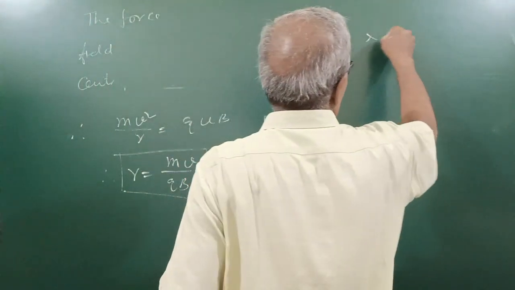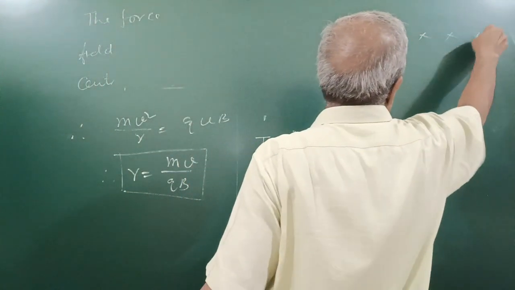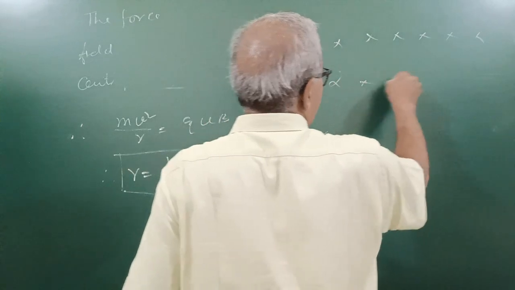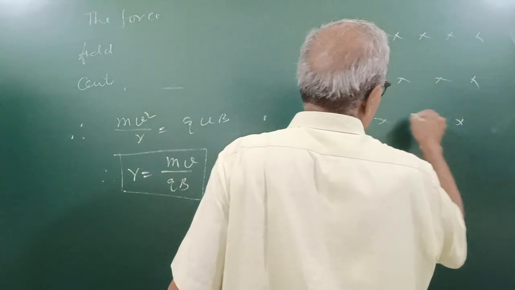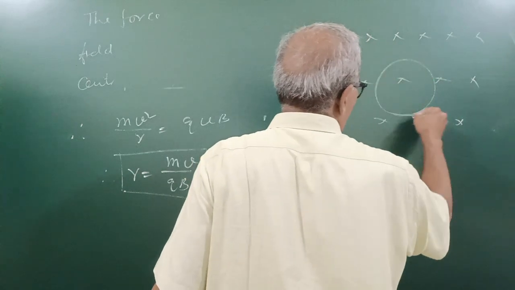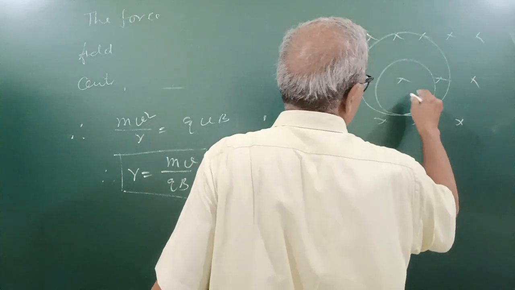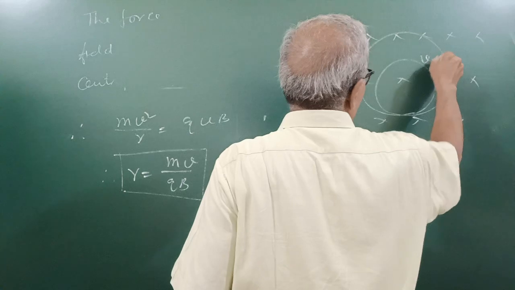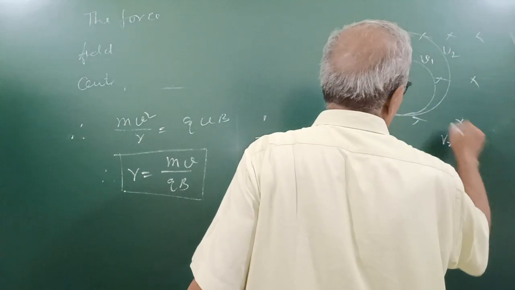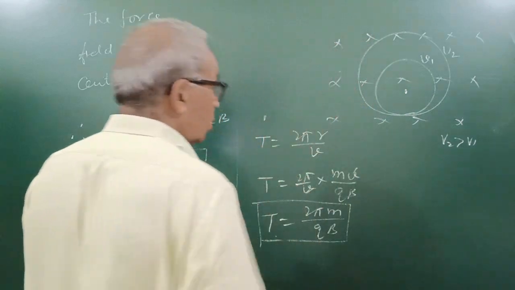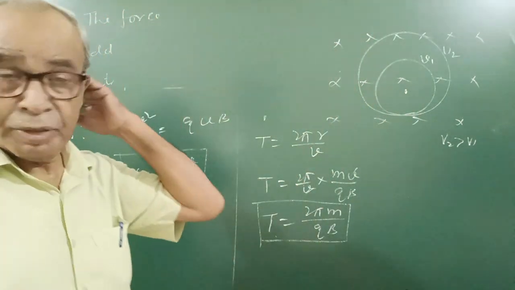So if a charged particle enters a magnetic field at right angle to B with different velocities, the path will be like this or like this. It is for velocity v1, v2, which is greater? v2 is greater than v1. But the time of complete rotation is the same.